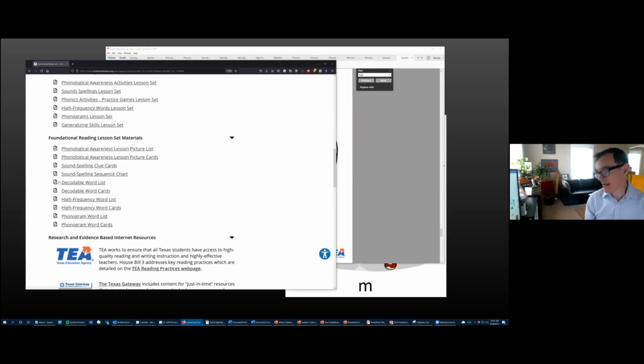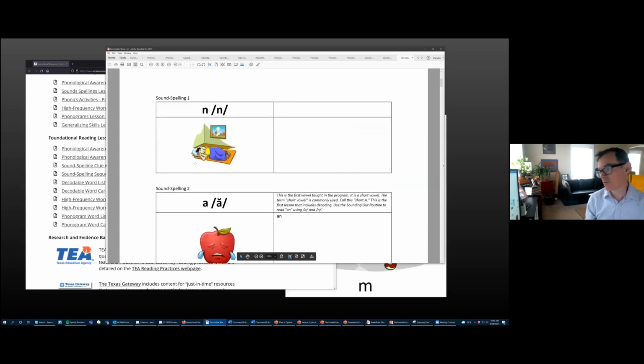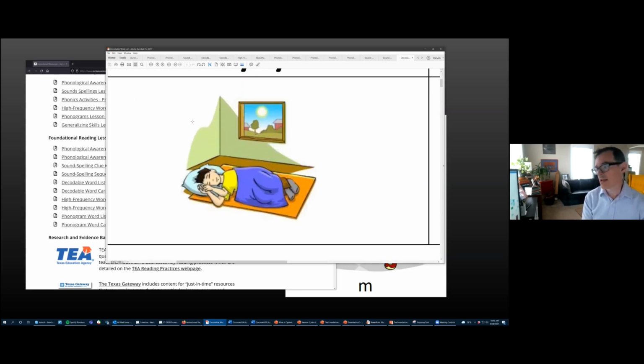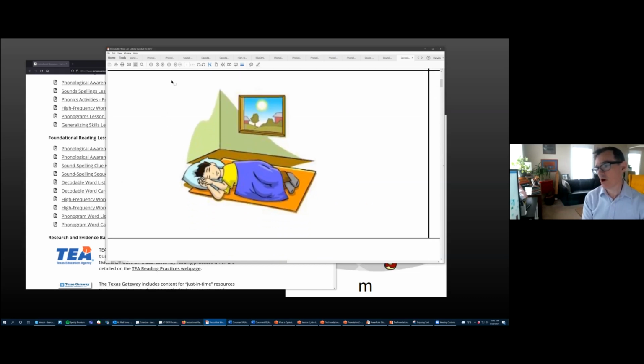Okay, so the last thing with these sound spellings is the decodable word list and the decodable word cards. The decodable word list sort of combines the information I just presented with a list of words. So this is N says, this is not for you to share with kids. This is just for your reference. And the N says shows you the sound associated or the card associated with it.